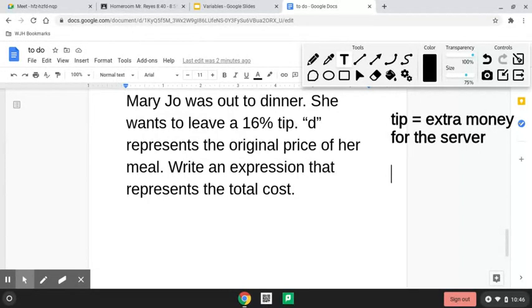And let's see. We're looking to write an expression that represents the total cost. And this middle sentence where it says D represents the original price of her meal, now that might seem strange to you, but remember when I kept saying if you see a variable, ask yourself, what does it stand for? What does it represent? And this right here, it's telling you the answer to that question.